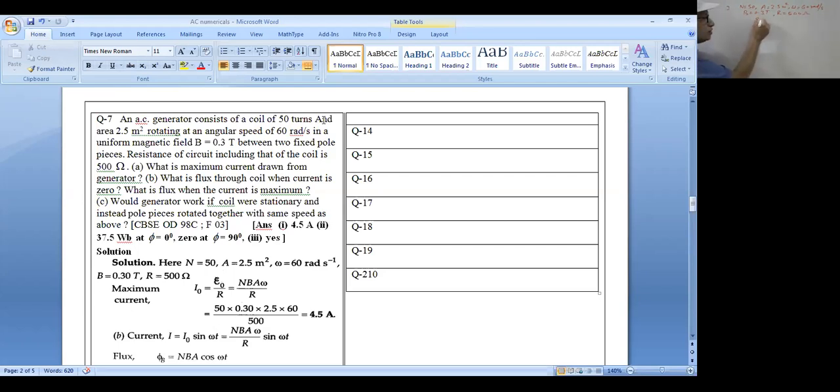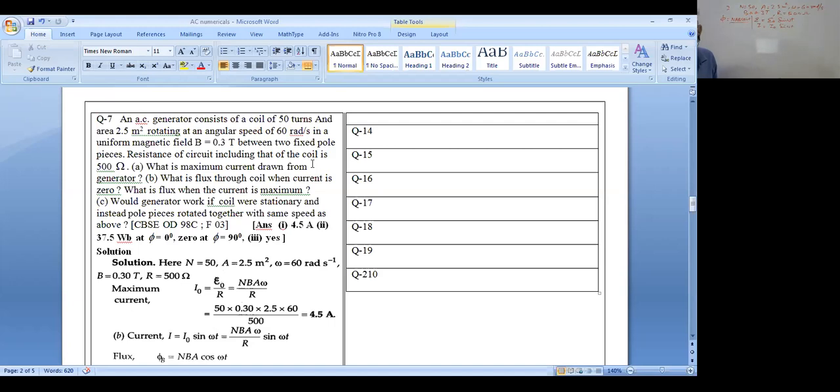Here we know the equation. Can anybody tell the equation of the generator? It is E equal to E naught sin omega t, and current I equal to I naught sin omega t. And the formula of flux here is NAB cos omega t. If you see the phase difference between the flux and the voltage and current, that is 90 degree.